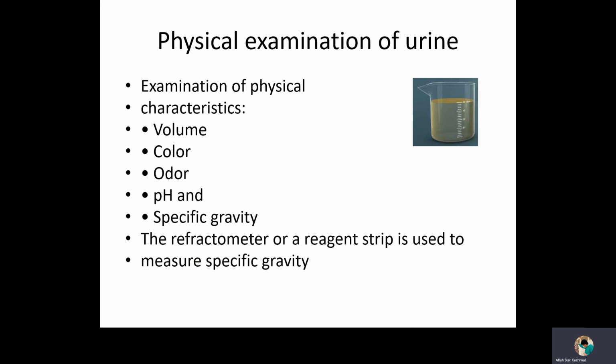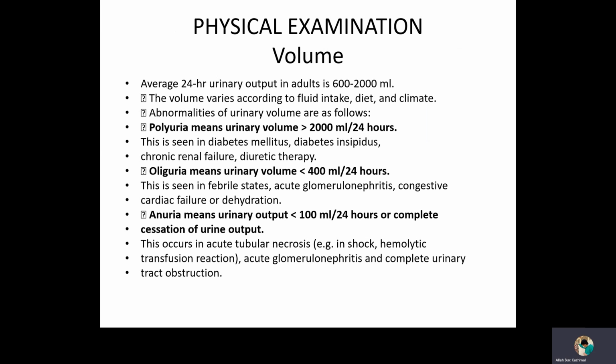Physical examination of urine covers physical characteristics like the volume of the urine, color, odor, pH, and specific gravity. A refractometer or reagent strip is used to measure the specific gravity. Physical examination for volume: the average 24-hour urinary output in adults is 600 to 2000 ml, again depending on the water intake.